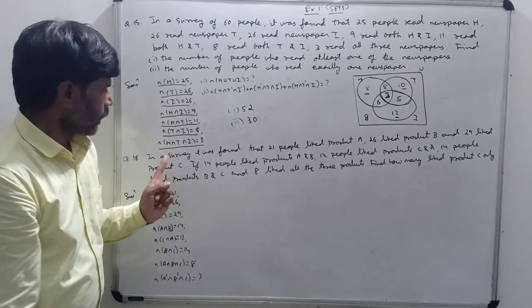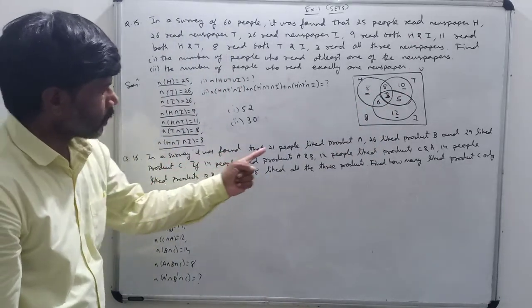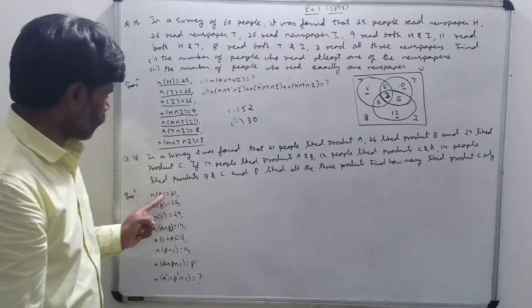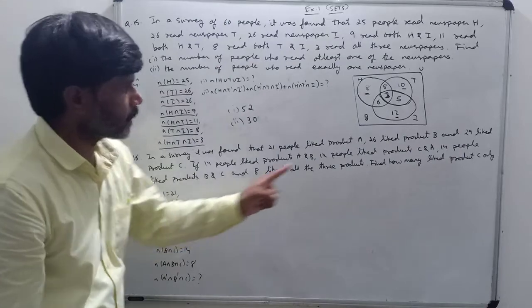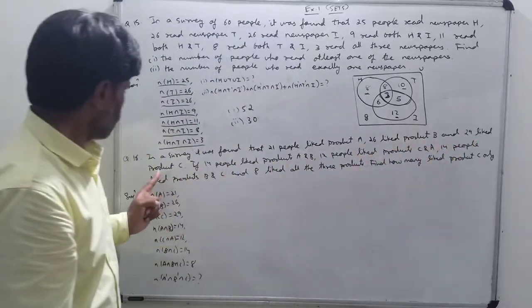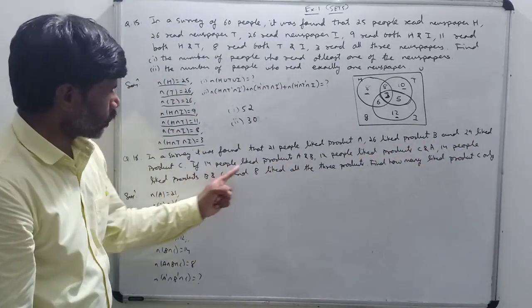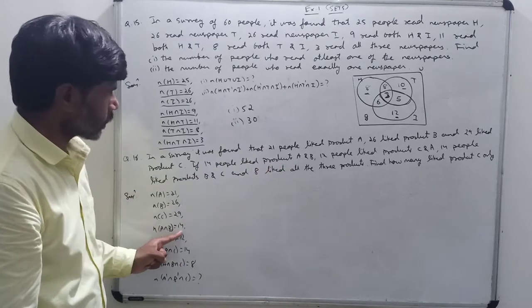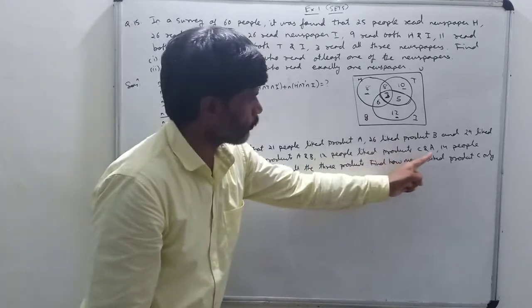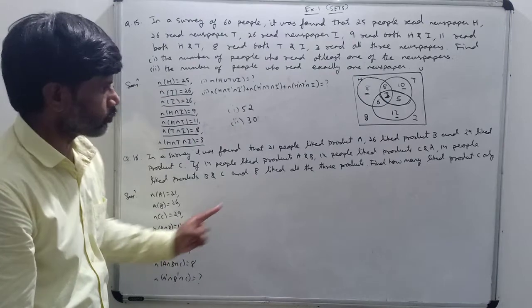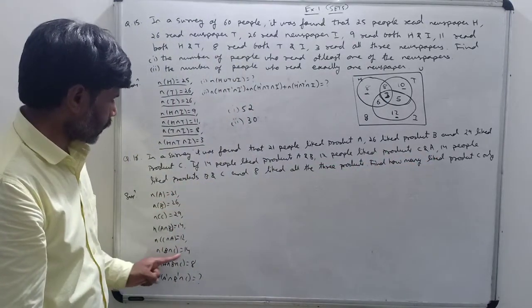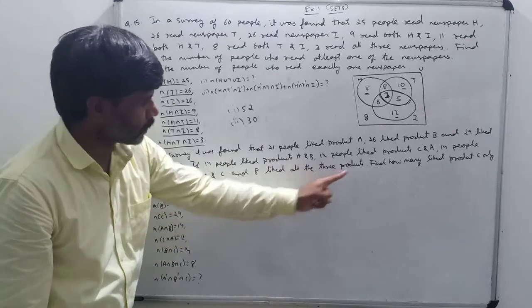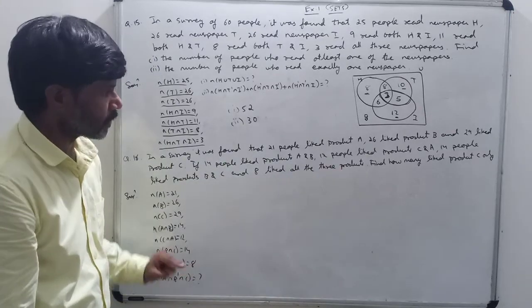Okay, correct. Now next, in a survey it was found that 21 people like product A, so N of A is equal to 21. 26 like product B, so N of B is equal to 26. And 29 like product C, so N of C is equal to 29. If 14 people like products A and B, so N of A intersection B is equal to 14. 12 people like products C and A, so N of C intersection A is equal to 12. 14 people like products B and C, so N of B intersection C is equal to 14. And 8 like all three products, so N of A intersection B intersection C is equal to 8.